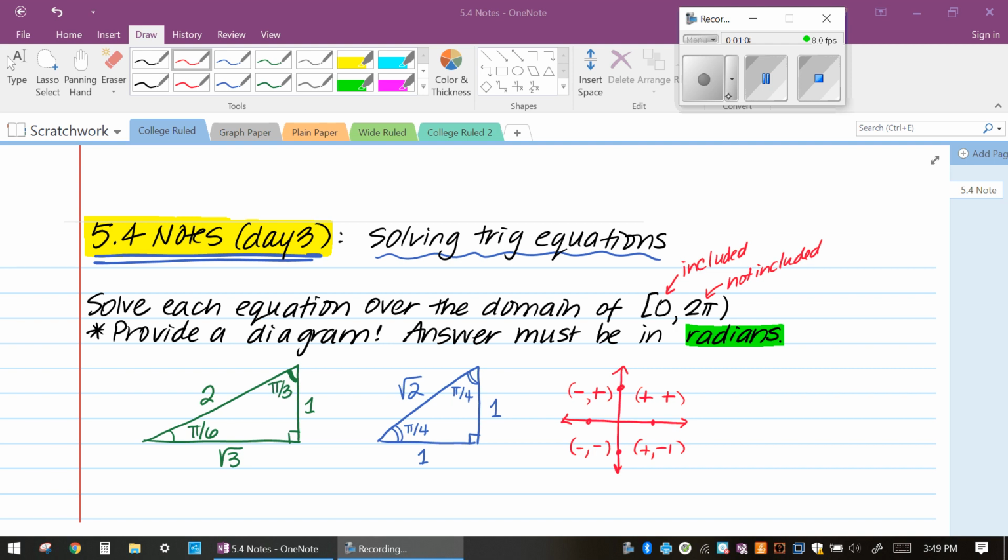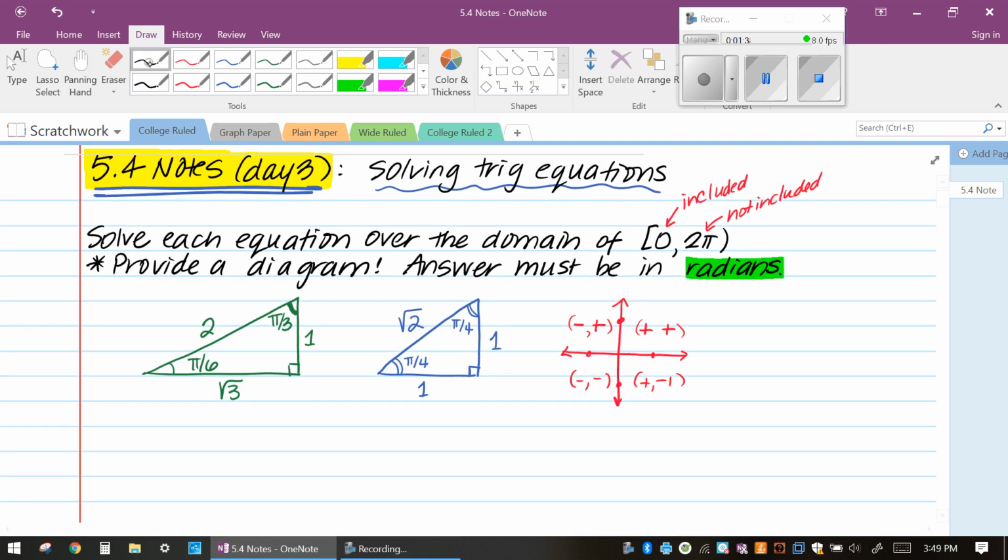Okay, for these trig equations, the directions say you need to solve over the domain from 0, which is included because it has the bracket, up until 2 pi. So we're looking at one full rotation. So any angle between 0 and 2 pi, if you're thinking degrees, anywhere from 0 to 360. That does not include any negative angles. I want you to make sure that you always provide a diagram when you're answering these questions. Okay. Here's your first example.